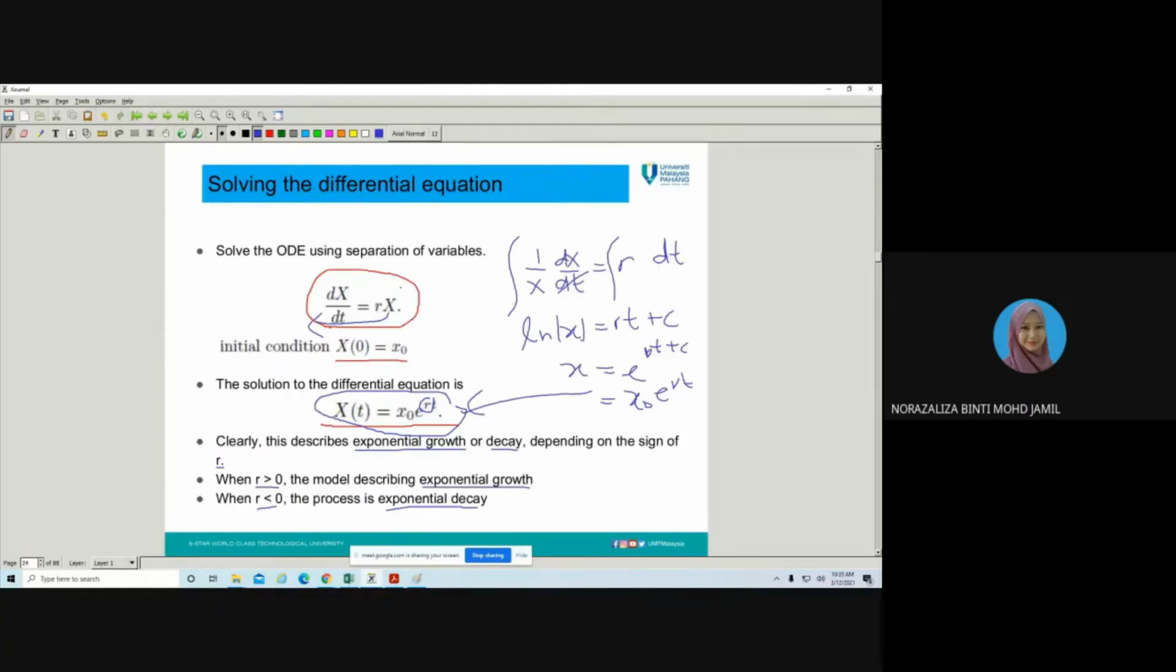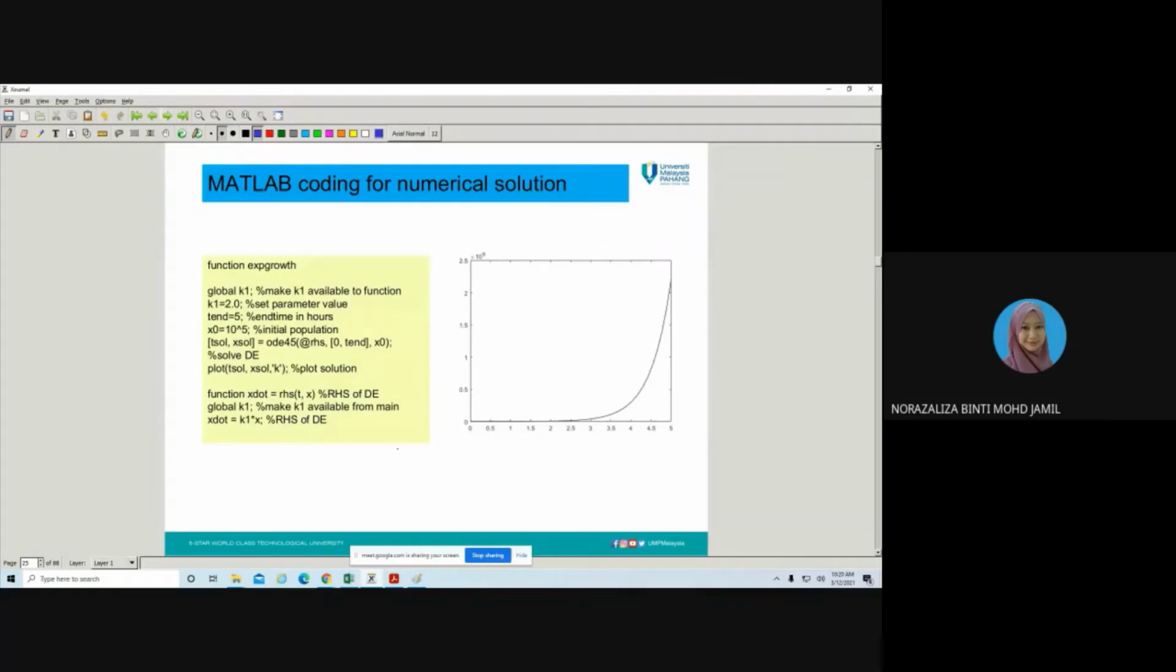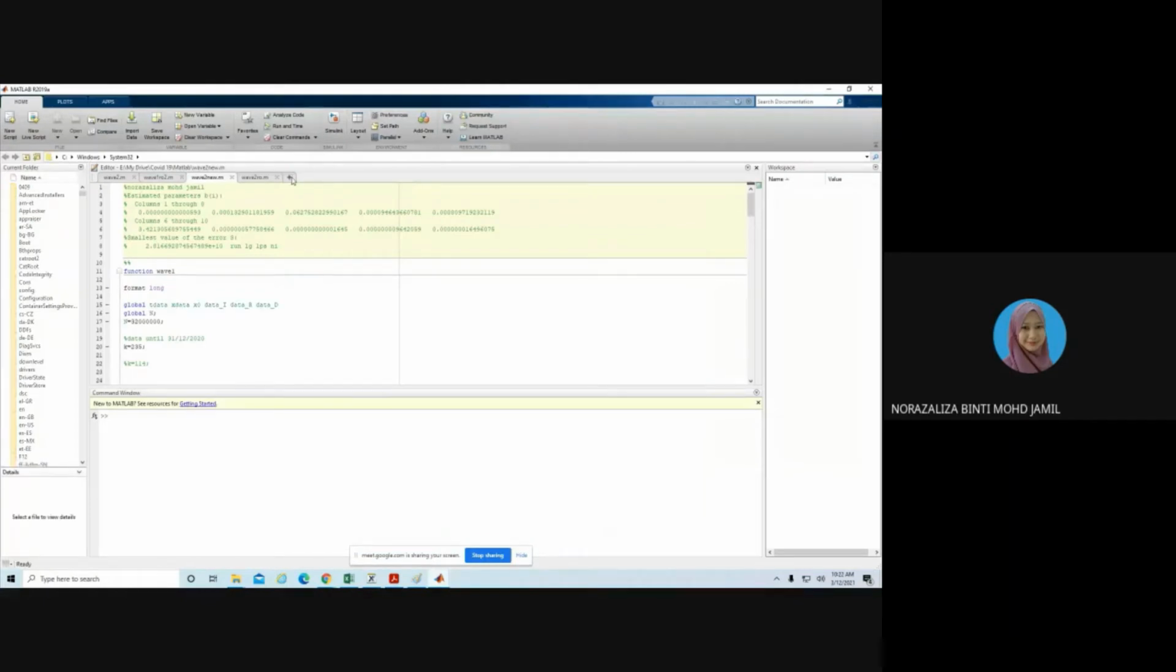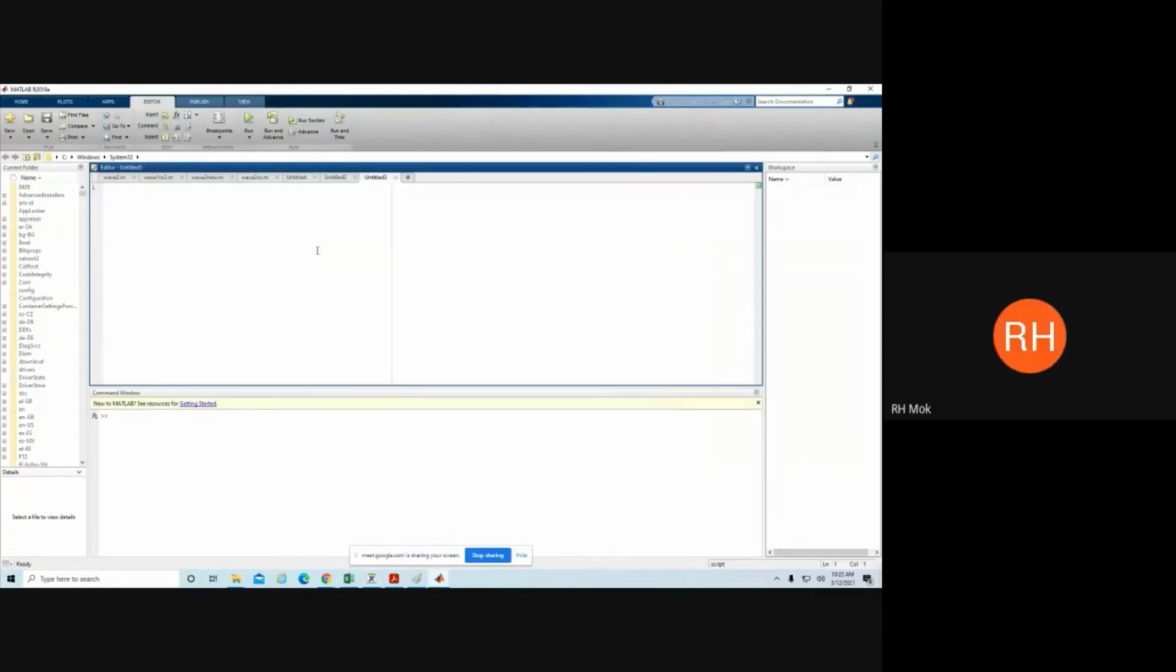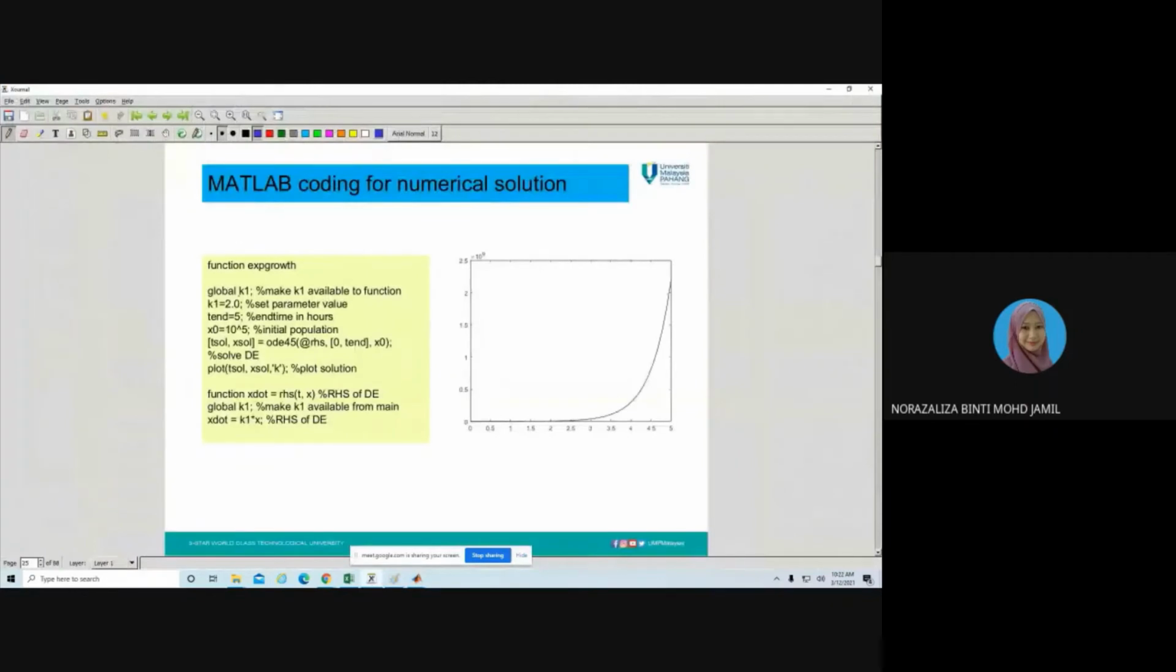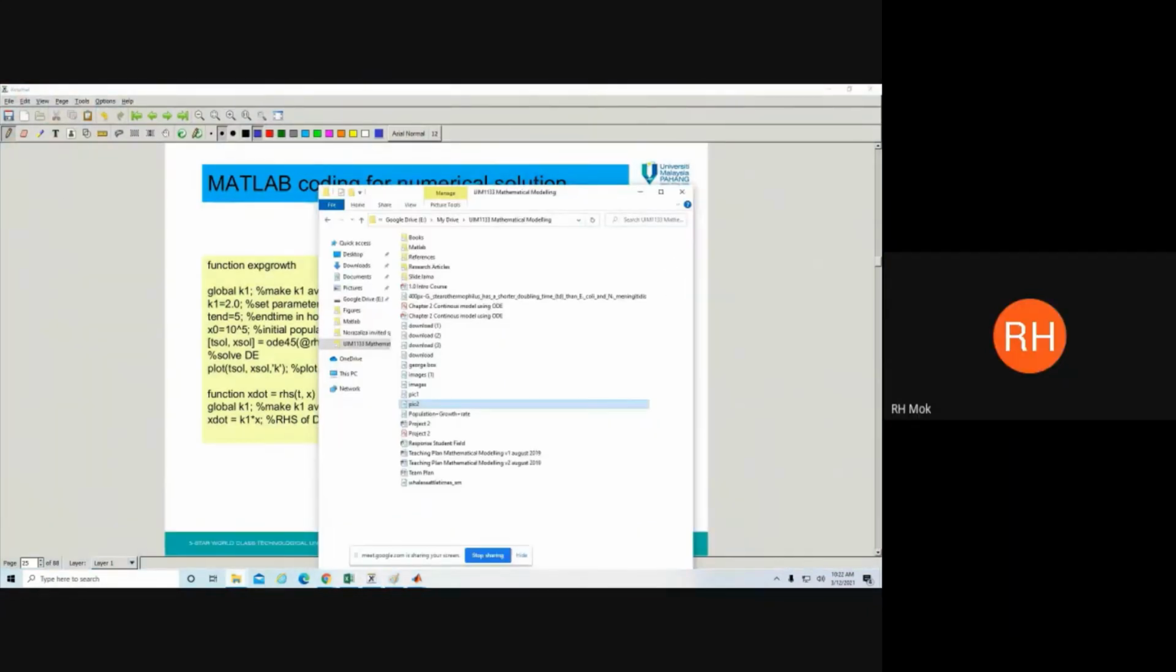This slide is about the exact solution, but we can always try to solve using a numerical solution. If we want to learn Matlab, you can copy all this code and try it now. Have you opened your Matlab? Yes, my Matlab is ready. Can you copy the code here? Yes, I already copied and pasted.